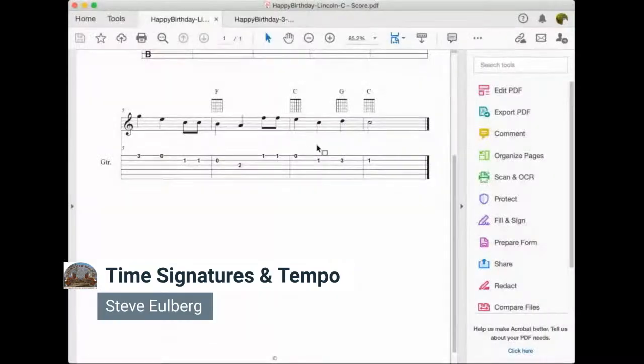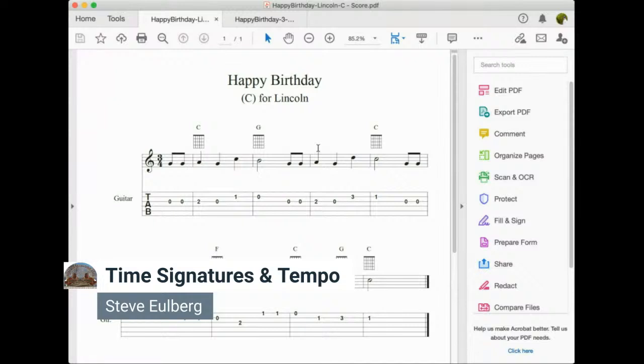And so there is this little decoding thing that happens at the very beginning of a piece of music. Let me share my screen. Here we are. I want to share Happy Birthday. I've written this out for several different students at different times, and this particular guitar student wanted to have Happy Birthday in the key of C.